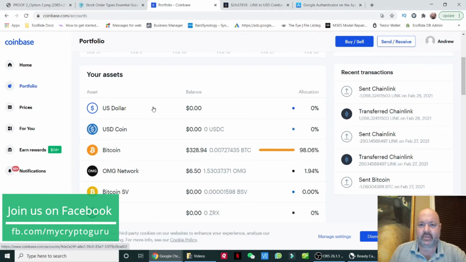Now, why would I use a stable coin over leaving it in just US dollars? Well, because I can move a stable coin from Coinbase over to Coinbase Pro, over to Gemini, over to Kraken, over to Binance in a few minutes.